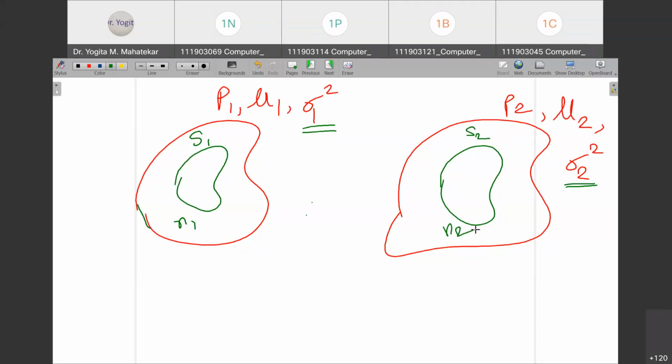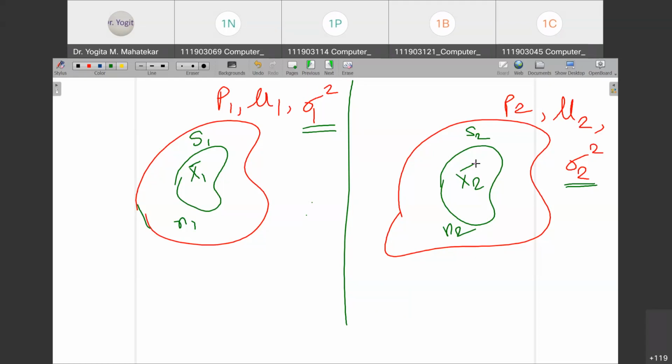Now, how many parameters can you associate with S1 and S2? For a sample, I can find its average. Suppose x1 bar is the mean of the first sample S1 drawn from the first population P1, and x2 bar is the mean of the second sample from the second population. So x1 bar is the mean of a random sample of size n1 drawn from P1, and x2 bar is the mean of a random sample of size n2 drawn from P2.